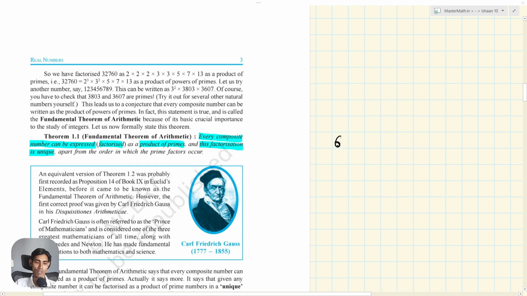Now, suppose we have 8. So 8 would have 2 into 2 into 2. You will not have any other factor than that specific number, right?